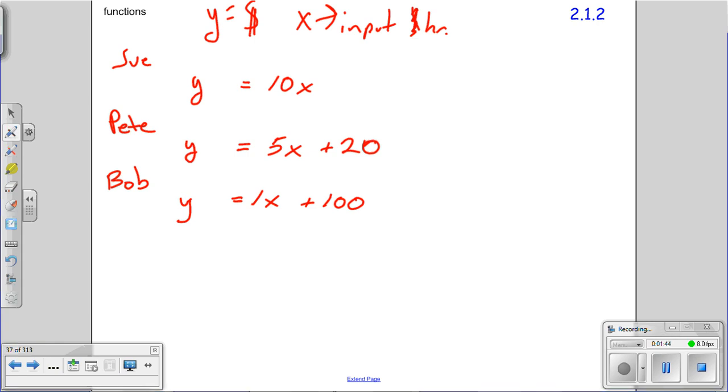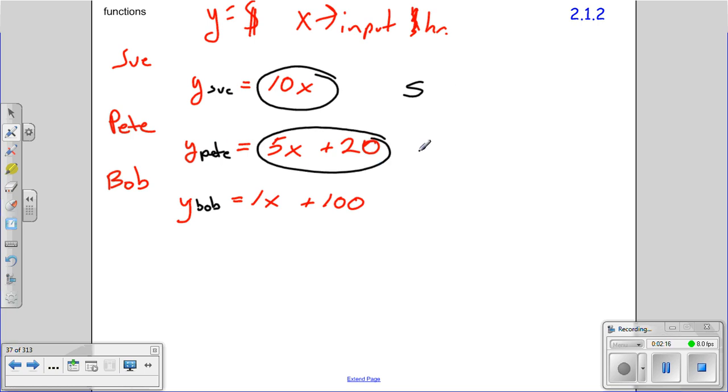So one way we could distinguish this is we could put their names here: Y of Sue, Y of Peter, Y of Bob, and so forth. Instead of letters simplifying numbers, we now can have letters simplify entire functions. So I'm going to rewrite this whole equation and tag it function S for Sue, this whole equation as function P for Peter, and this one as function B for Bob. Now those letters represent the entire equation of how much they make.